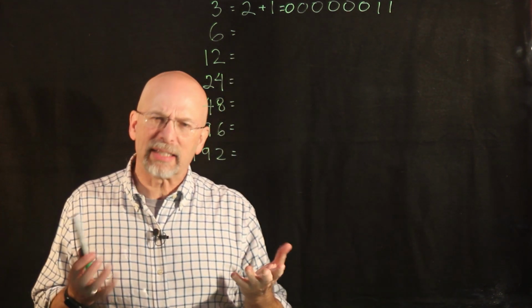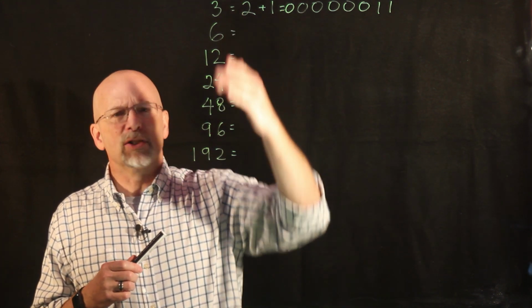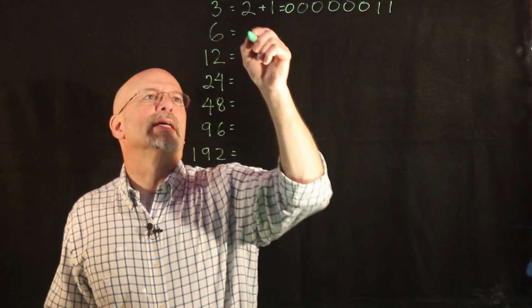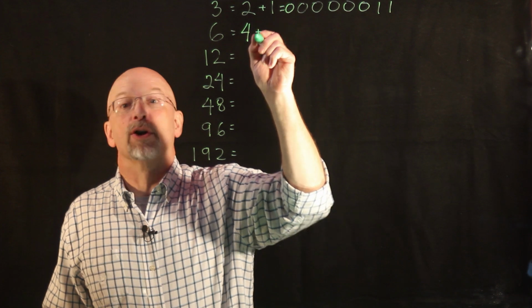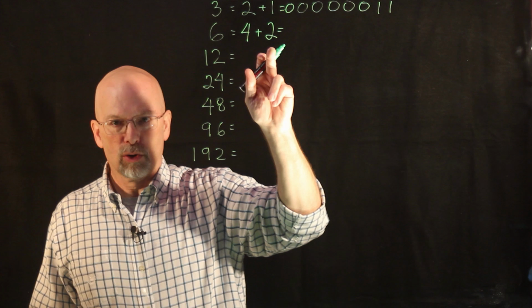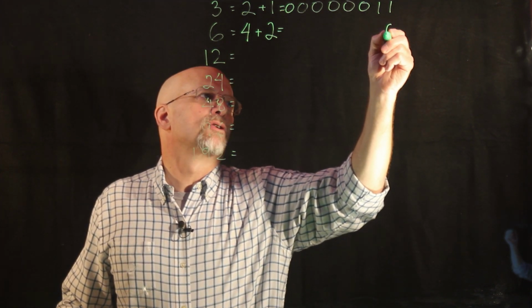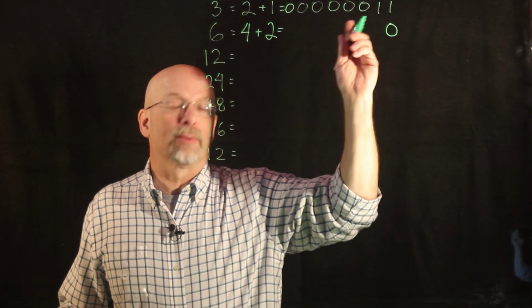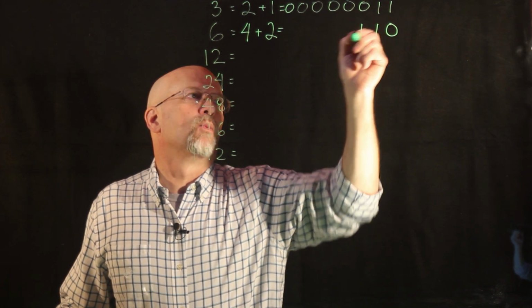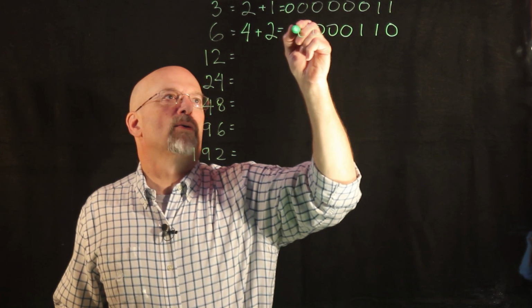It was pretty quick to break 3 into its powers of 2 components. But as we start going a little higher, it becomes a little more difficult. 6, still not a big deal. That is 4, otherwise known as 2 squared, plus 2. So we have a 1 in the 2 to the 1 position and a 1 in the 2 to the 2 position. The least significant bit, 2 to the 0, is a 0. Then there's a 1 in the 2 to the 1 position, a 1 in the 2 to the 2 position, and zeros in all the remaining positions.